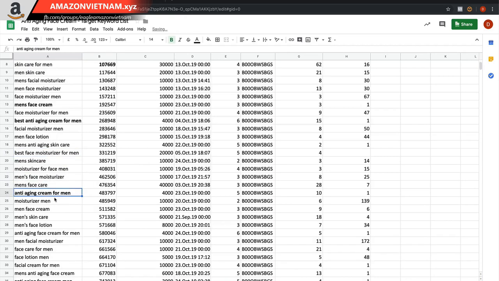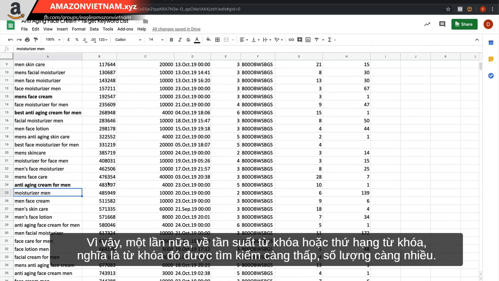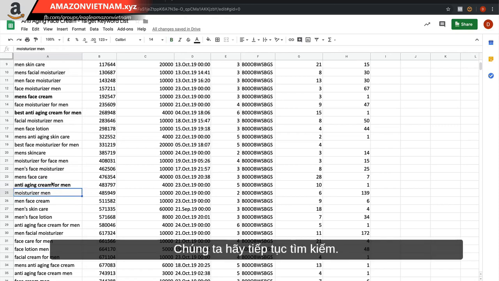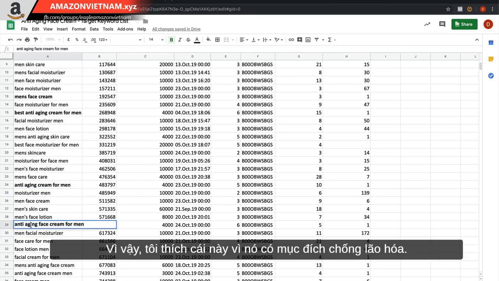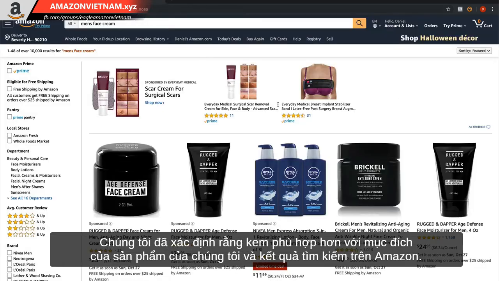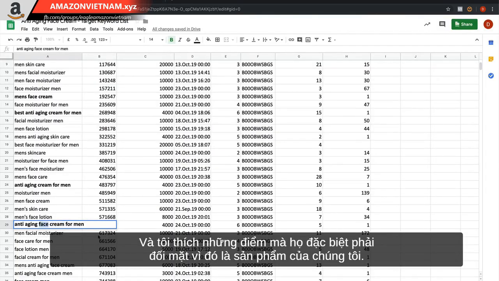Anti-aging cream for men. So again, in terms of keyword frequency or keyword rank, meaning the lower the number, the more that keyword is searched, the next keyword I find with anti-aging in is again cream. Let's keep looking. Anti-aging face cream for men. So I like this one because it's got the anti-aging intent. We've already identified that cream is more aligned with the intent of our product, and the search results on Amazon also back that analysis. And I like the point that it specifically states face, because that's what our product is.